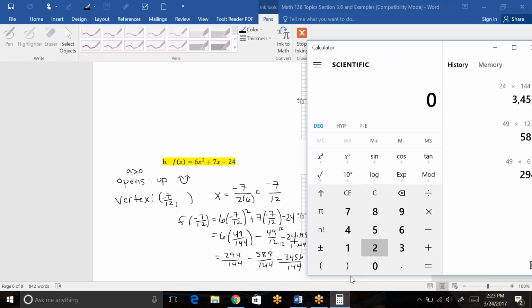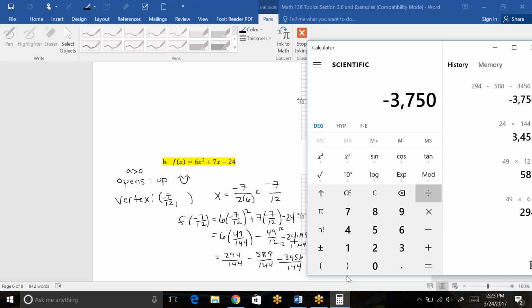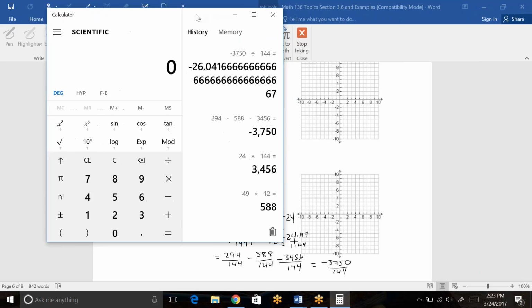All right, so across the top, that's 294 minus 588 minus 3,456. That's negative 3,750 all over 144. Just to give us an idea, it's going to be about negative 26. So this is a pretty low vertex. We're not going to be able to graph it on this picture. We may not actually graph this one because it's going to end up pretty messy, but I want to at least show you how to find all the pieces.